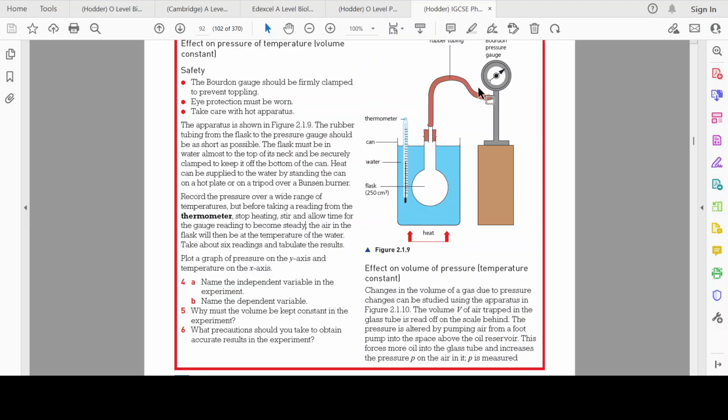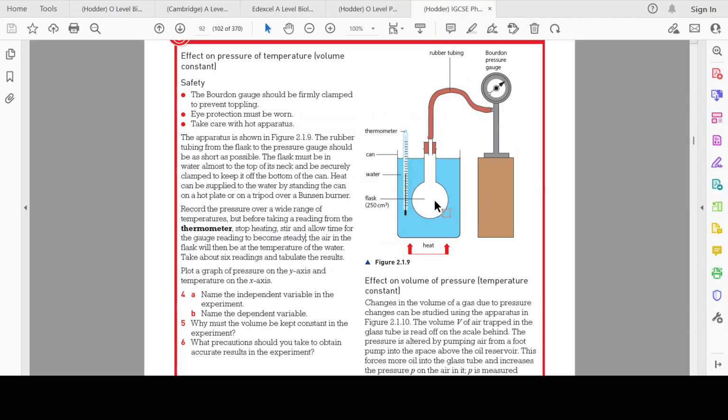And then give some time for this reading to become constant. Why? Because fluctuations in temperature will cause fluctuations in the reading, and so when the temperature becomes constant, the reading will become constant, and so that constant reading is the actual reading that you're looking for.